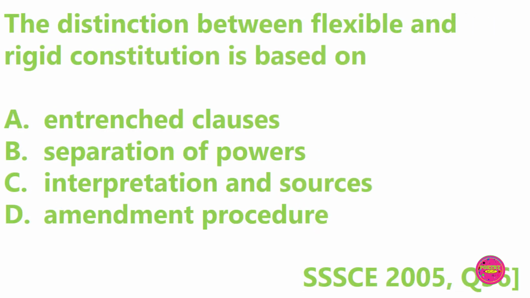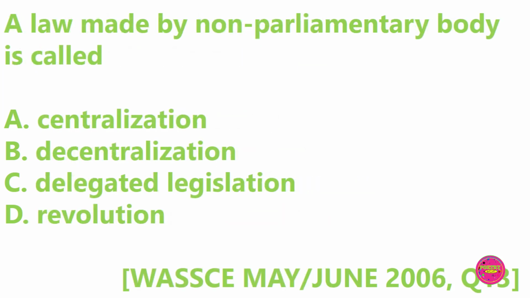The distinction between flexible and rigid constitution is based on A. Entrenched clauses. B. Separation of powers. C. Interpretation and sources. D. Amendment procedure. The correct answer to this question is D. Amendment procedure.